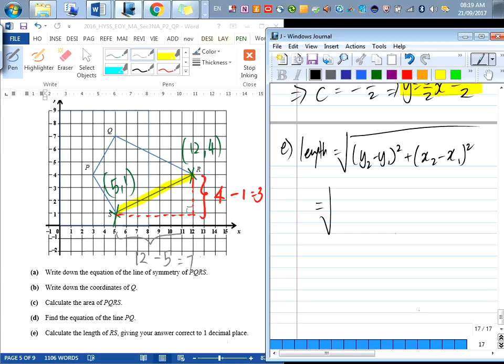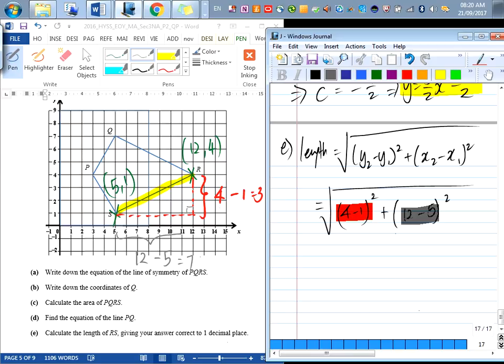The length is equals to y2 minus y1, so 4 minus 1, and we square it. Then we add it to x2 minus x1, so 12 minus 5, and we square it. Then we take square root. Okay, now, does this look very familiar? This one over here, as well as this one. Look familiar? Yes, right.